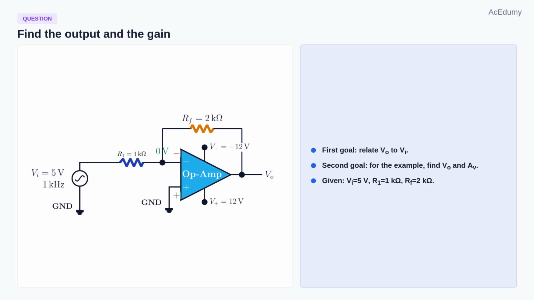First, we want the general relation between V output and V input. Then, in the example, we use Vi equal to 5 volts, R1 equal to 1 kilo ohm, and RF equal to 2 kilo ohms. We will find V output and the voltage gain step by step.